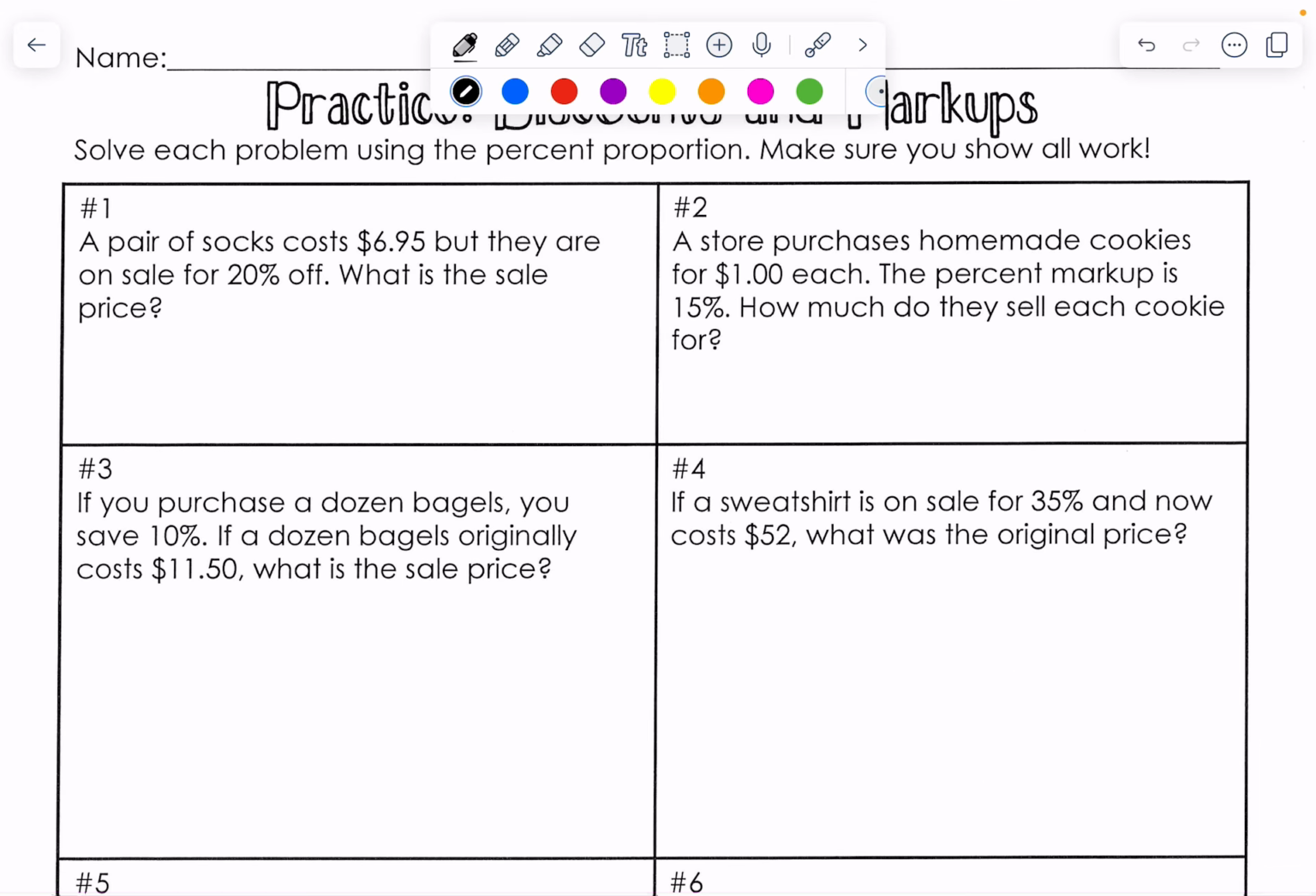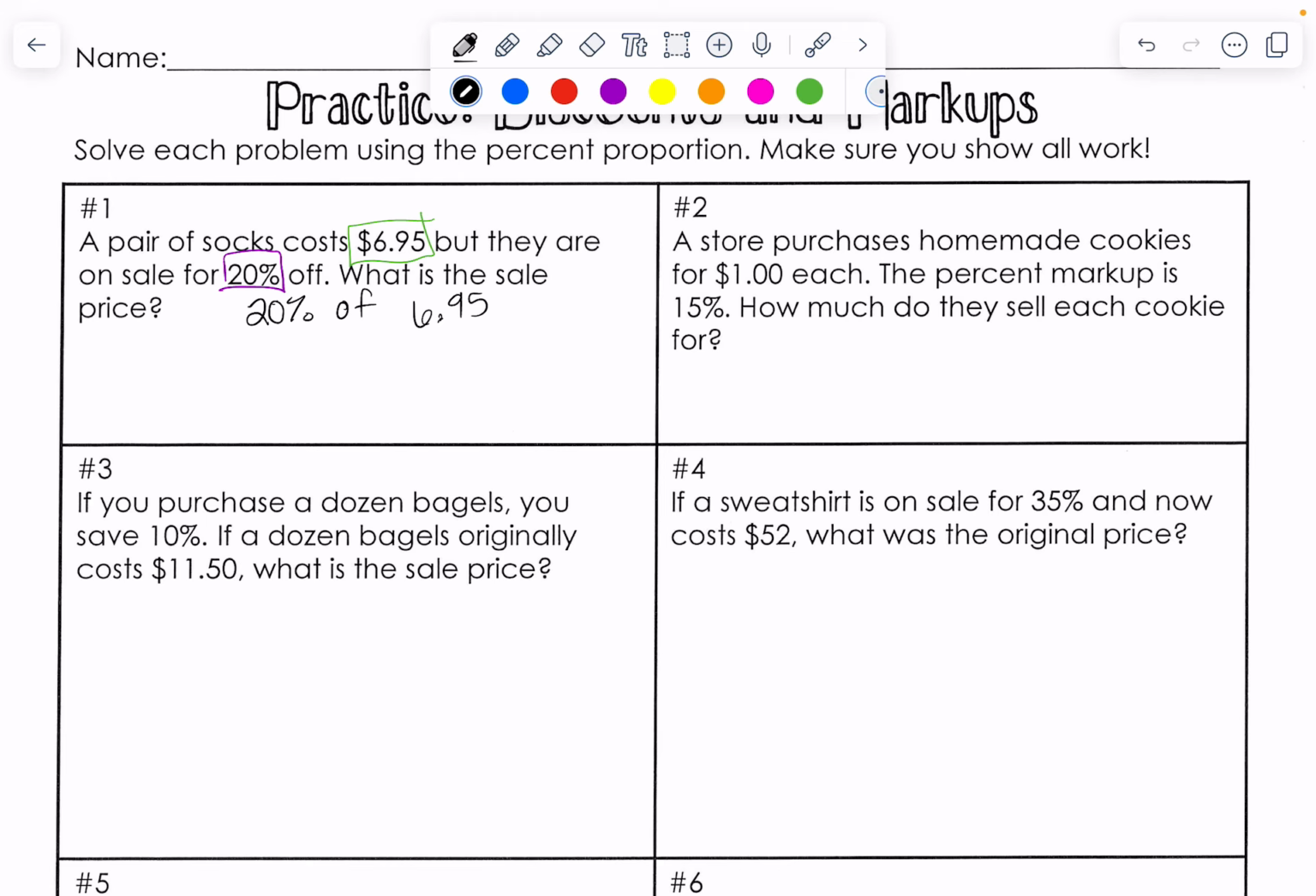So number one, a pair of socks costs $6.95, but they are on sale for 20% off. What is the sale price? So the very first thing we want to do, we have a percent, okay, and we have how much the original price was. And so the first thing that we need to do is figure out 20% of $6.95. So this is the first problem we're doing. This is where you might be able to use your percent shortcuts if you wanted to.